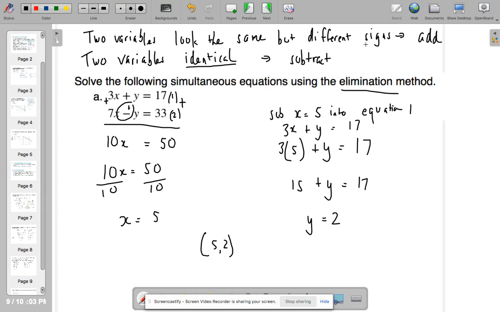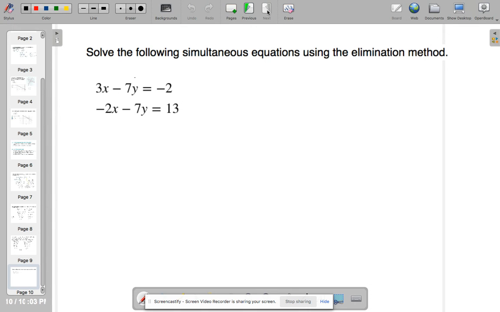Now, I've got two scenarios here. That was the add scenario. Why was it the add scenario? Because we had plus y and minus y. We've got the same thing with two different signs. You add. Next, though, I've actually got the second scenario. This is where I'm going to subtract. Okay, so draw a line across here.